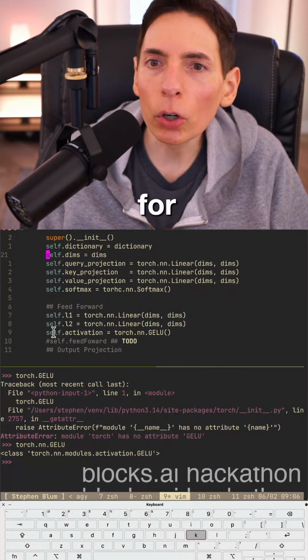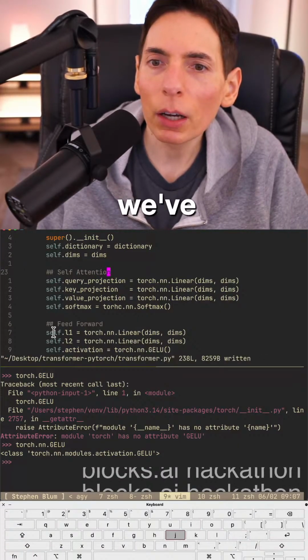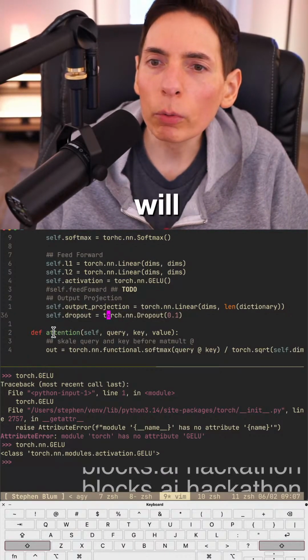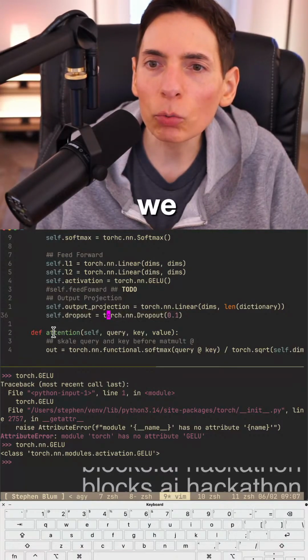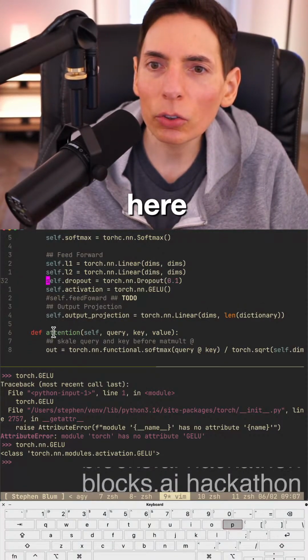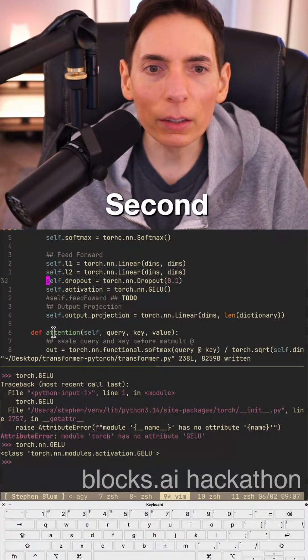We've got our feed forward. We've got our self attention. And we've got our, so where would we put our dropout? I guess we could put our dropout around here, somewhere around here.